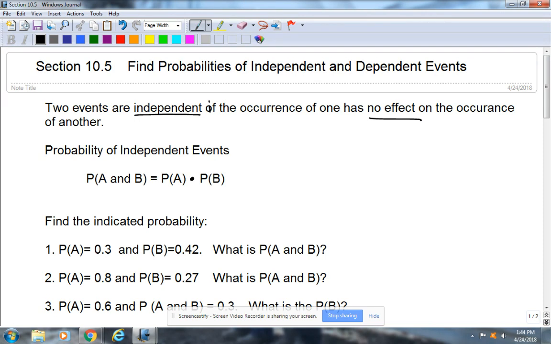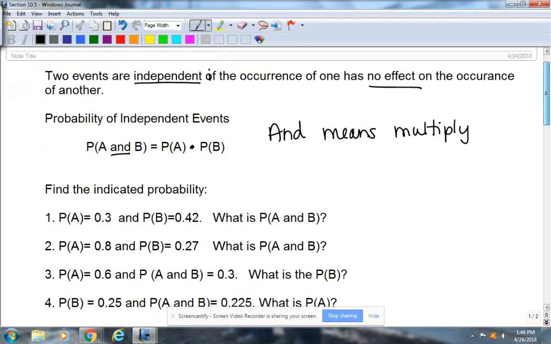So when it's an AND probability, we're going to multiply. So yesterday we did OR meant to add, and AND means to multiply. So you might want to write that on your notes somewhere because it's not on there. AND means multiply. So if it said OR we add, and AND we multiply. Remember, probability is out of a total. So the first few things, just practicing with decimals.